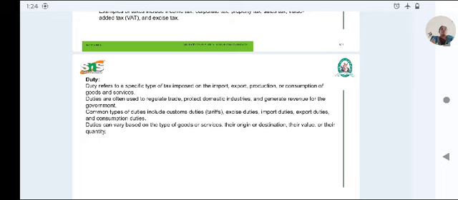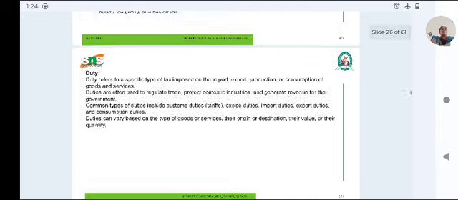Duty refers to a specific type of tax imposed on the import, export, production, and consumption of goods and services. Duties are often used to regulate trade, support domestic industries, and generate revenue for the government. Common types of duties include customs duty, tariffs, excise duty, import duty, export duty, and consumption duty. Duty can vary based on the type of goods and services, their origin, or their value or quality.